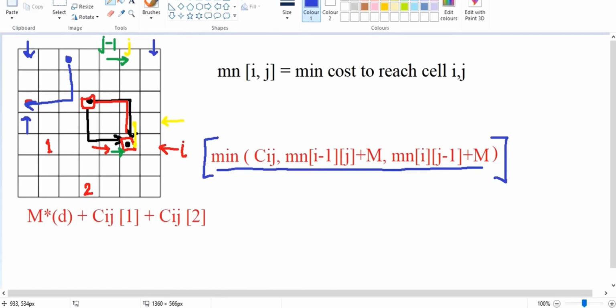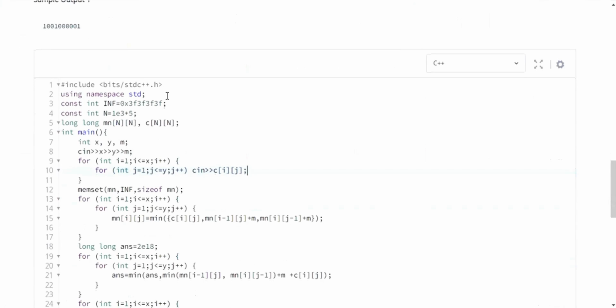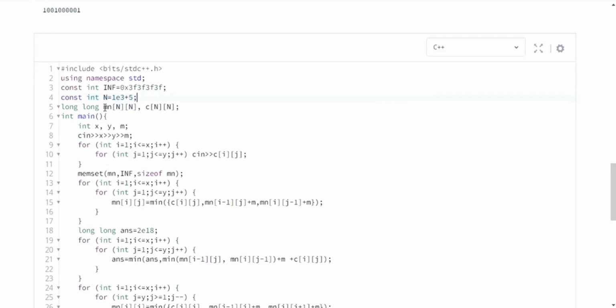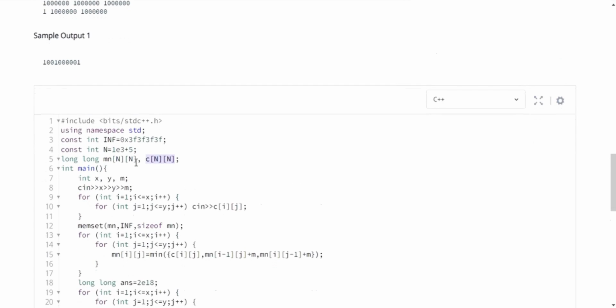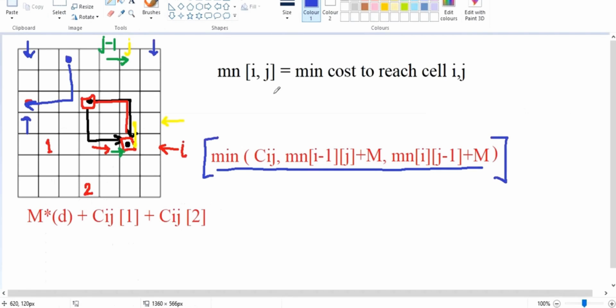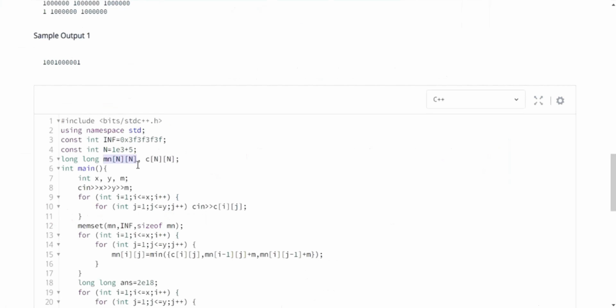Now let's implement this logic in code and try to solve the question. So at first we have imported the necessary libraries that are required, and then we are initializing INF to a certain maximum value. INF nothing but signifies infinity over here. So in order to obtain that, we have this particular expression which is written. Similarly, we are also initializing n to a certain maximum value. Now we'll be having two different matrices. The first one, in order to store the cost, which is indicated by this C matrix, and the second one, which is your MN matrix, which we have used within this approach, which indicates the minimum cost to reach a certain cell that is indicated by I and J in terms of indexes.